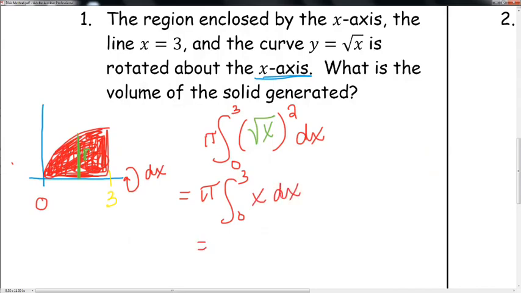If I take the antiderivative of that, you're going to get x squared over 2. This whole thing is going to be multiplied by pi, and it's going to be evaluated from 0 to 3.